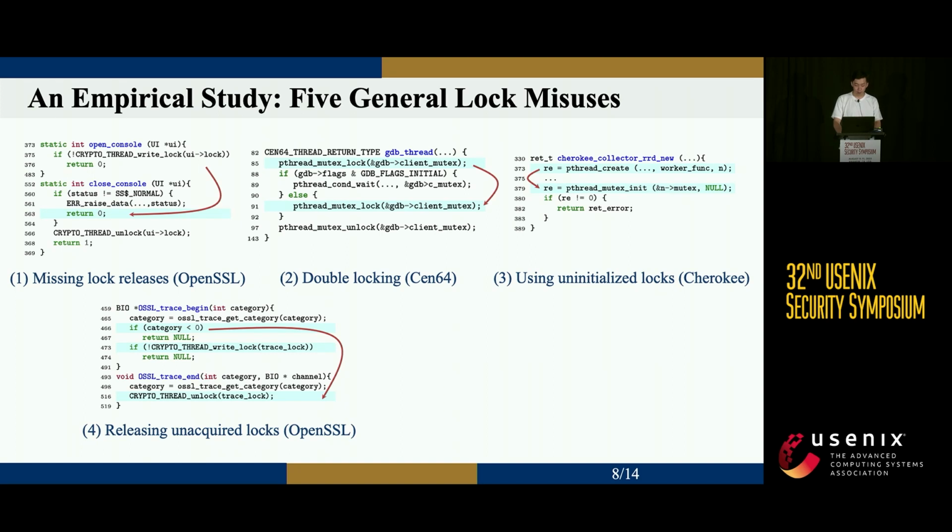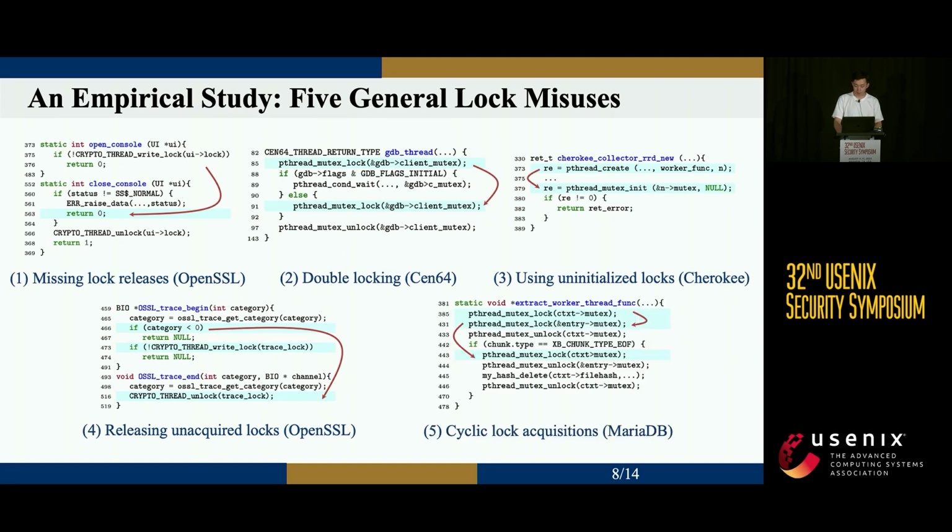When the path condition at line 466 is satisfied, the lock is not acquired at line 473. And finally, the unacquired lock is released at line 516. A concurrency error can happen when there is another thread which is using the same lock and then is acquired by this thread. And the fifth example shows cyclic lock acquisition found in MariaDB by our tool.